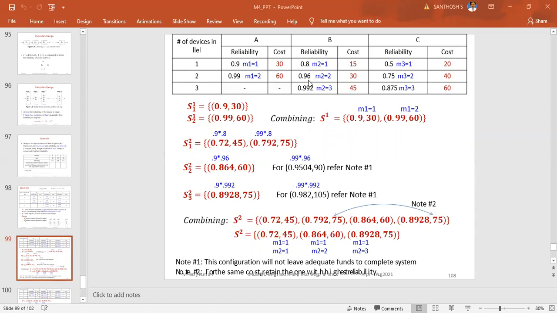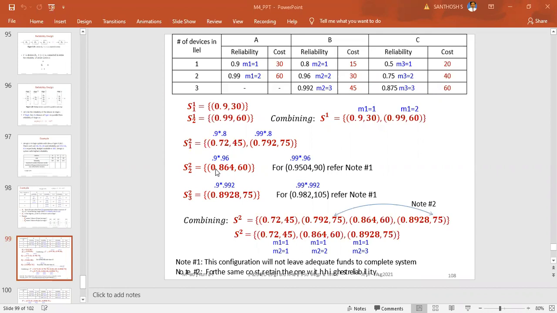So they come for S2. So S21 is equal to 0.9 star 0.8. So 0.9 star 0.8 is equal to 0.72, with 30 plus 15 is equal to 45. So similarly, you have to go with 0.99 star 0.8, 0.99 with 0.8. Okay, so that gives 60 plus 15 is equal to 75.